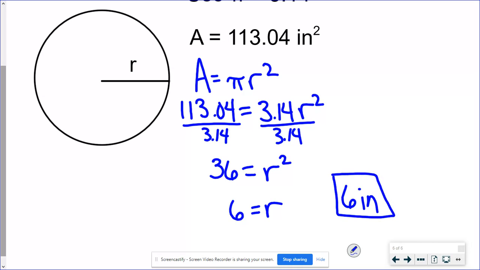Now, for those of you that want to know, and this is kind of a preview for things that are coming, to get rid of a square, we would use, I'm going to use a different color here, what's called a square root. A square and a square root cancel each other out. If I do it on one side, I have to do it on the other side. And the square root of 36 is just 6.